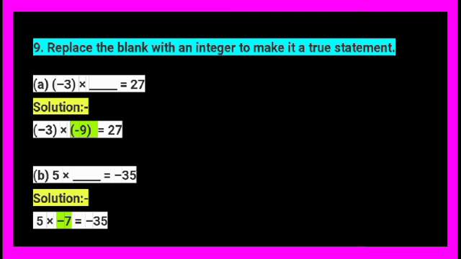B is 5 multiplied by dash is equal to -35. And again we observe the sign. 5 is positive and the answer is negative. And we know this rule that whenever one of the integers in a multiplication is negative, our answer should be negative. So here 5 is positive, so you have to take the other number negative to make the answer negative, right? So 5 multiplied by what is equal to 35? Yes, it is 7. So we take this 7 as -7. So -7 is the answer.